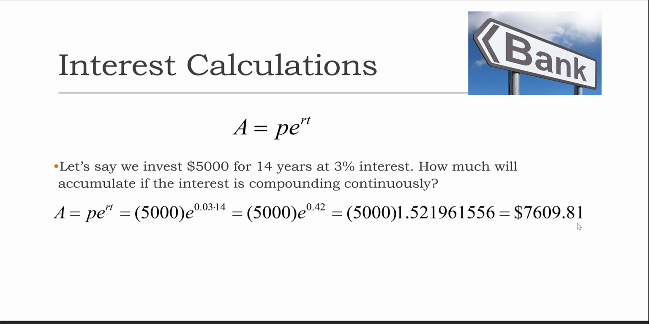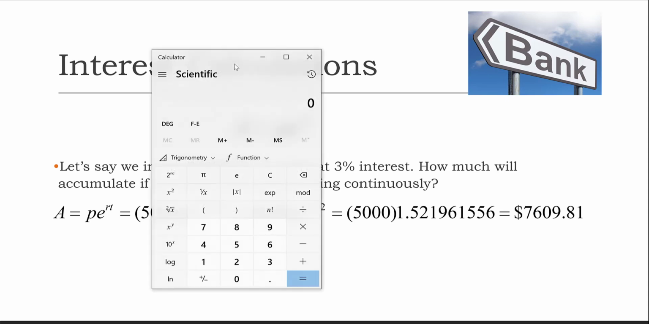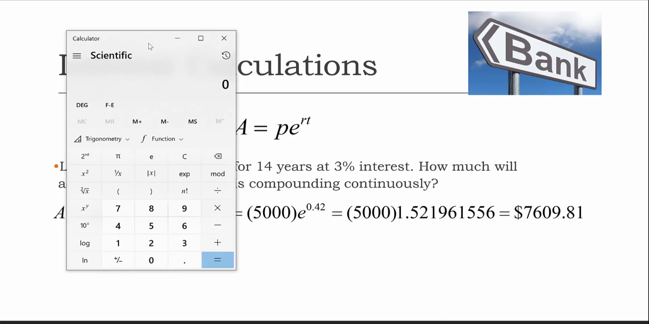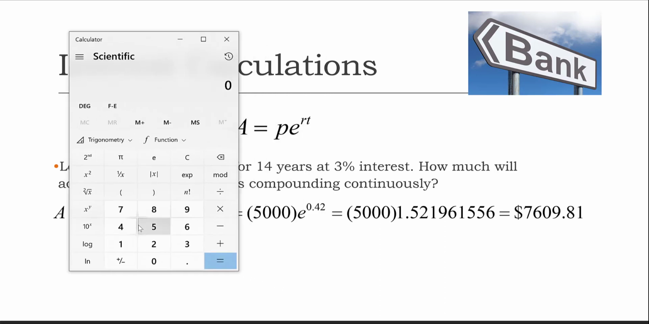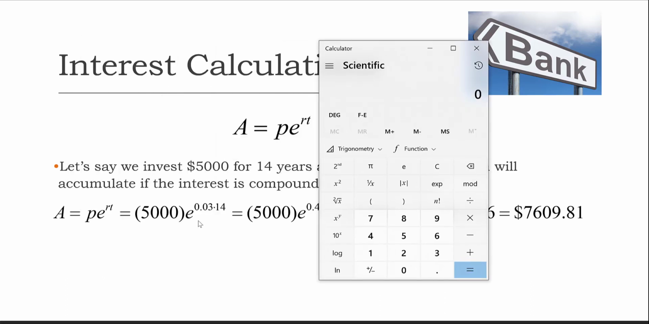If I show the calculations here, I'm also going to bring up a calculator so I can show you how to do this on the calculator. So I have a scientific calculator here, and in this calculator, you have to put in the exponent first. Our exponent is going to be 0.03 for the interest rate times the 14 years that we're investing for, and we get 0.42. Now that's the exponent that I want to raise the base e to.